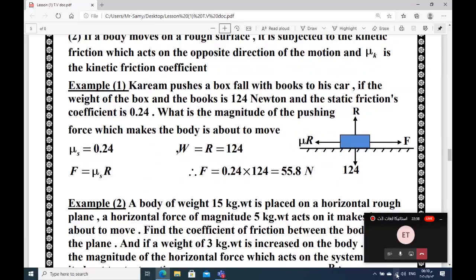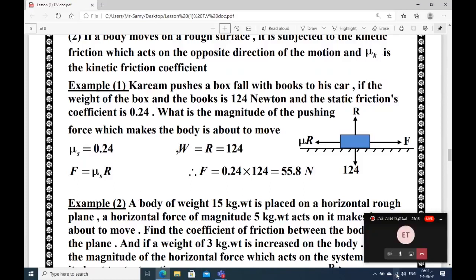Now we translate to an example. Look, my dear students, at the first example. Kareem pushes a box full of items to his car. If the weight of the box is 124 Newton and the static friction coefficient mu is 0.24, what is the magnitude of the pushing force which makes the body about to move? Remember, my dear students, mu is 0.24. W, the weight, equals R.